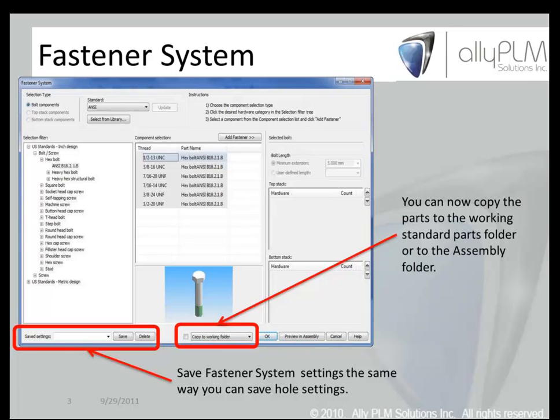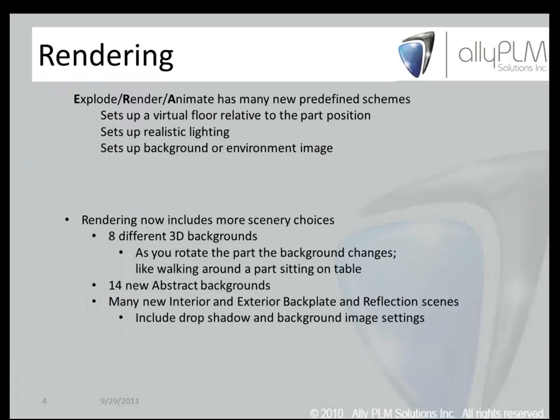Next thing we're going to look at is the enhancements to the fastener system. You'll notice here you can now copy the parts to the working standard parts folder or to your assembly folder. And you can also save this fastener system setting the same way you can save hole settings so that you don't have to recreate it each time.